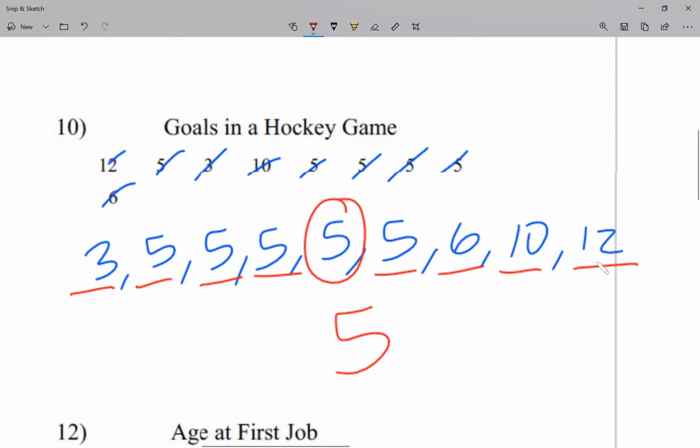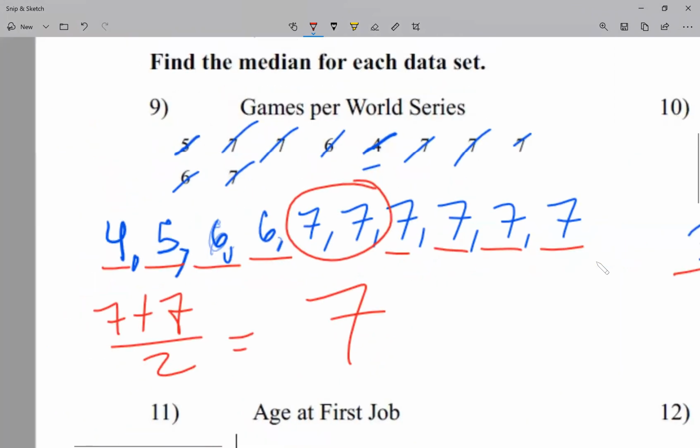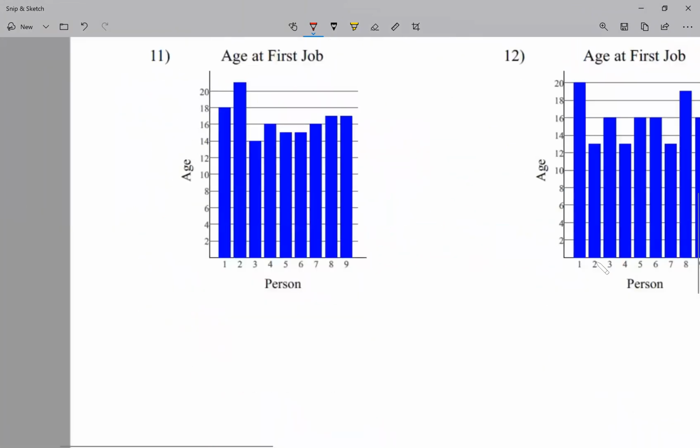In the middle, I might have one number or I might have two numbers. When I have two numbers, but the number is the same number, like in this case, 7 and 7, then that's it. That's the median. But if the numbers are different, add the two values and divide by 2. All right, so we can do that when it's given to us as a list. Let's take a look at number 11.